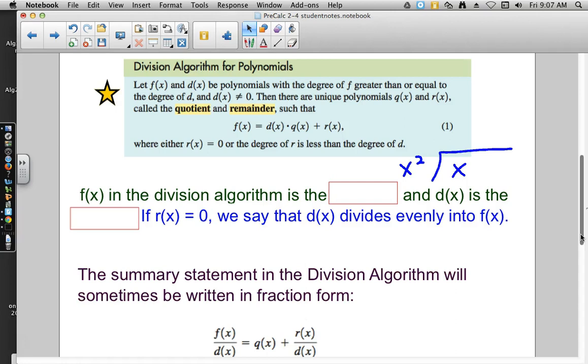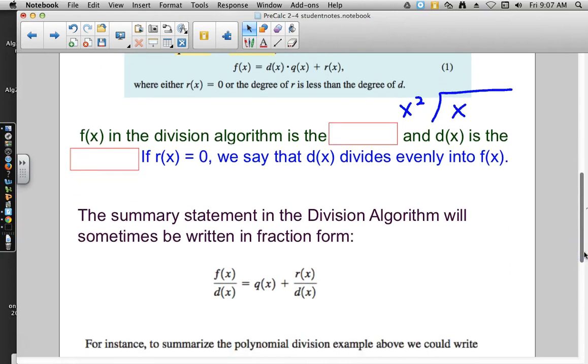And that says where either r of x equals 0 or the degree of r is less than the degree of d, where we have to stop because we can't do the division anymore. And every once in a while the remainder will be 0 because it'll divide into it perfectly. That happens. We like it when that happens. So f of x in the division algorithm is the dividend, and d of x is the divisor. So we go ahead and do that division, and if r of x equals 0, we say that d of x divides evenly into f of x.